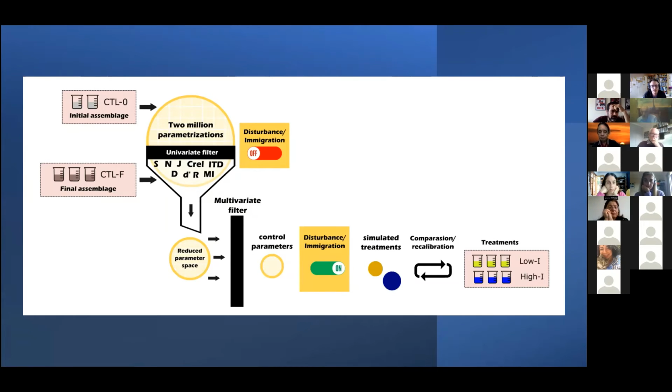So we compare the simulated treatments with the observed patterns. At this point, we use these control parameters, and we turn on the disturbance and immigration events. The simulated treatments were compared with the observed treatments. So failure in simulating treatments means that we must reject or recalibrate the model. In the recalibration context, we are interested in tracking slight variations of parameters rather than obtaining a new and accurate model calibration for the available data.